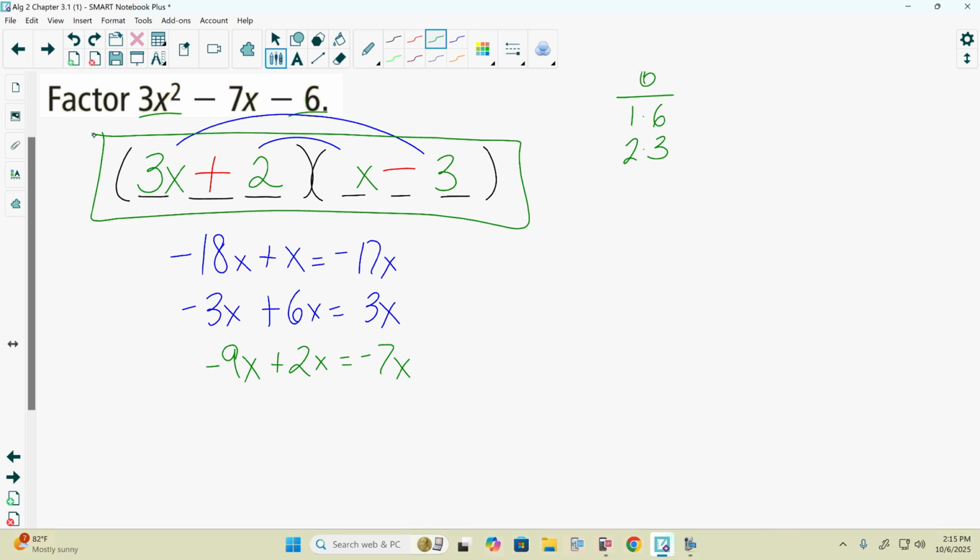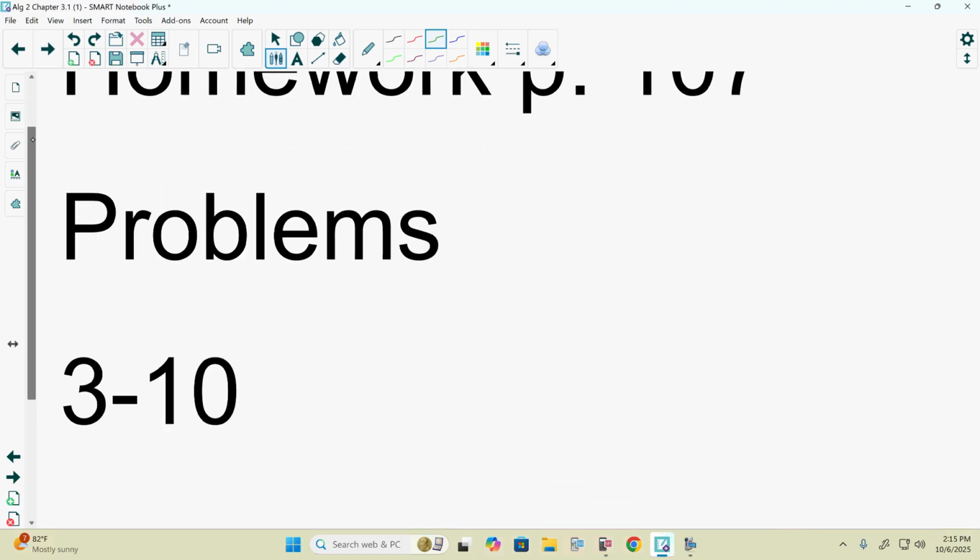Questions on this? The two sets of parentheses are like switched right now. Yes, because even if we wrote it as x minus 3 times 3x plus 2, that's fine, because we can multiply any two things in any order. Yeah. Yep, that works just fine. That's it. 8 problems.